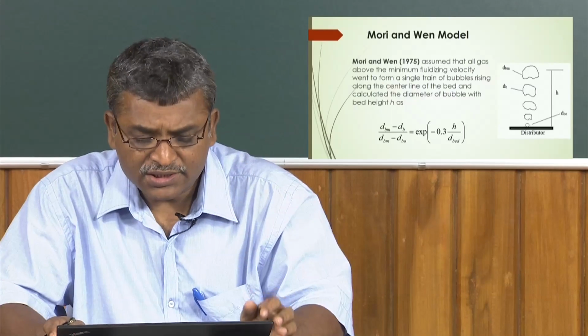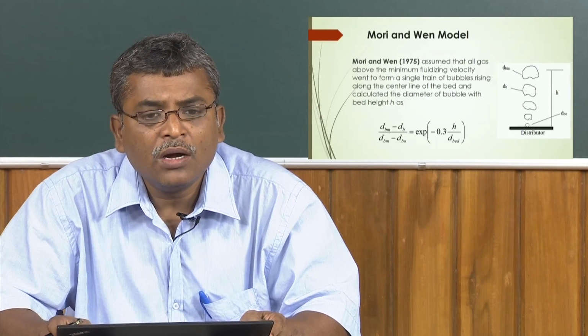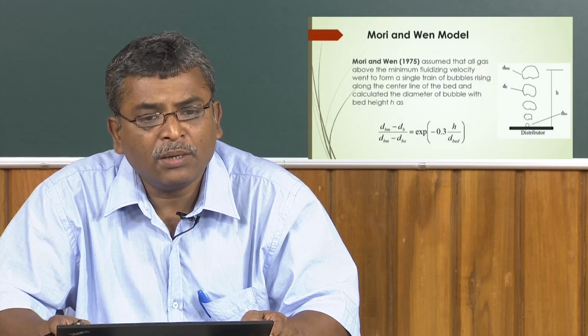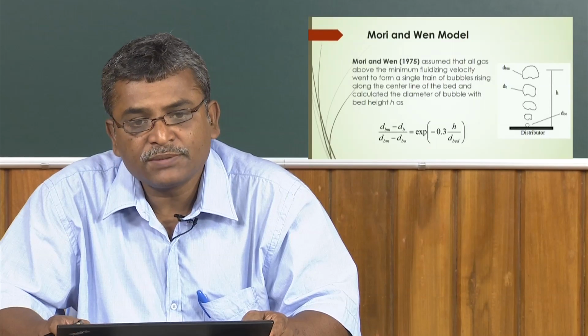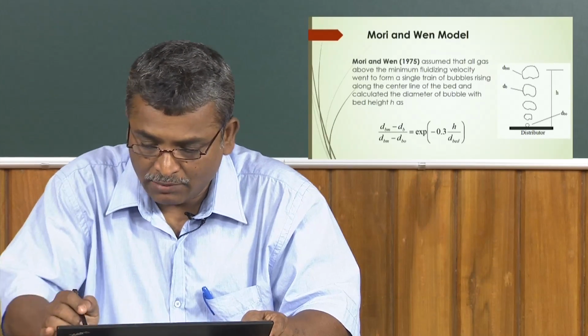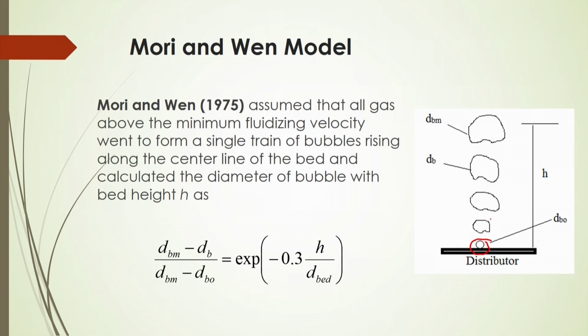Mori and Wen, in 1975, developed another correlation to predict the bubble diameter inside the bubbling fluidized bed. They observed that from the distributor there will be a chain of bubbles that forms from the distributor to the top of the bed. At the distributor there will be very small bubbles, whereas as they go up, relatively higher size bubbles are observed, and at the top there will be a maximum bubble diameter. Here two bubbles may be colliding vertically and touching each other or capturing each other, the leading one and the trailing one, getting coalescence and becoming bigger bubbles, and at the top the maximum bubble size will be there.